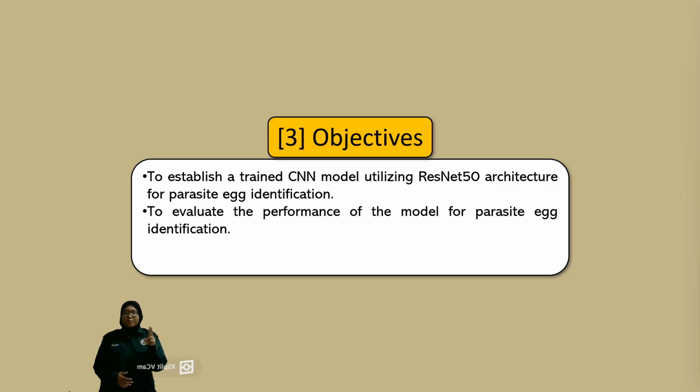There are two objectives for this project. The first one is to develop a deep learning model utilizing the ResNet 50 algorithm to identify the 8 parasites of human roundworm, human whipworm, and hookworm. Then, the second one is to evaluate the performance of the trained model.